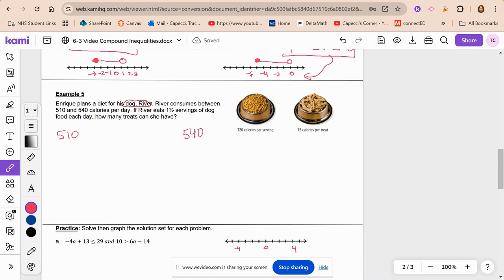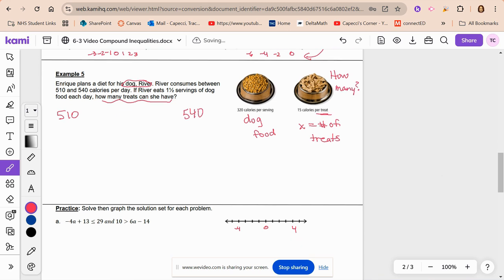Now let's see what's going on. If River eats 1.5 servings of dog food, okay, so this is the dog food here. It just kind of has a nice picture for you, a visual. And then this is the treats, right? So we're going to let x equal the number of treats. Because if we keep going, it says, how many treats can she have? So our unknown is going to be our variable. So that's our x. Okay. And the question is, how many of these treats is she allowed to have?